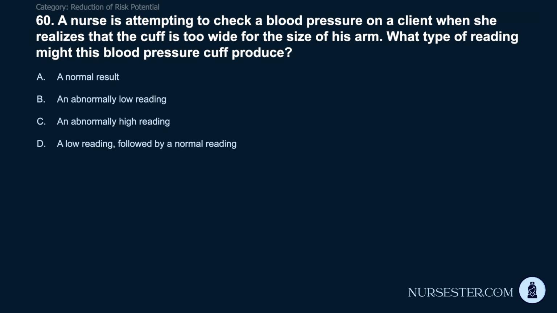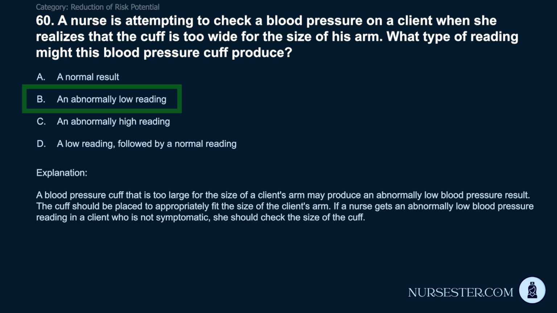60. A nurse is attempting to check a blood pressure on a client when she realizes that the cuff is too wide for the size of his arm. What type of reading might this blood pressure cuff produce? A. A normal result. B. An abnormally low reading. C. An abnormally high reading. D. A low reading, followed by a normal reading. Correct answer: B. An abnormally low reading.